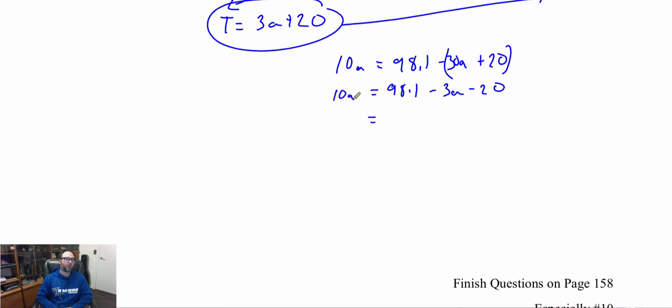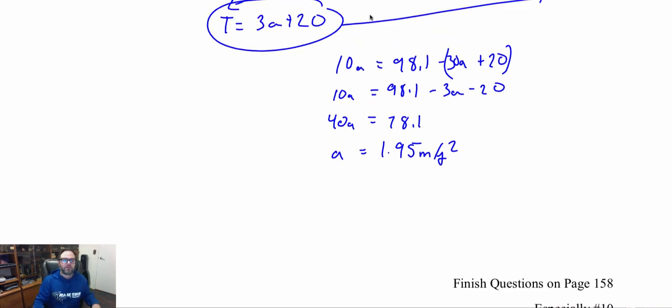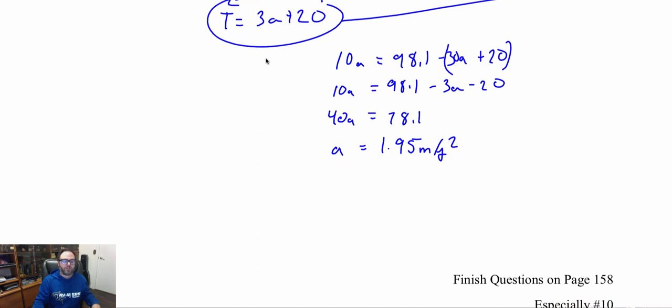So I end up getting 40 times acceleration is equal to 78.1. My acceleration ends up being 1.95 meters per second squared. Now to find my tension, all I have to do is put 1.95 meters per second squared into this formula here to give me my tension.